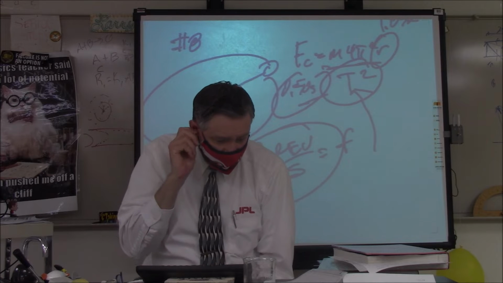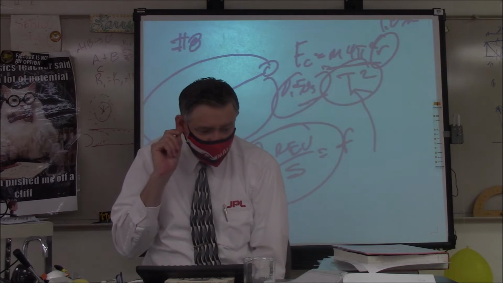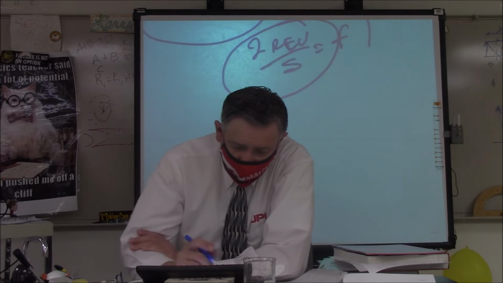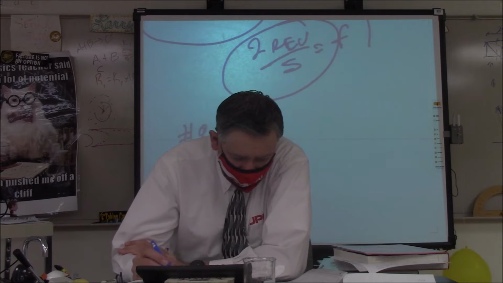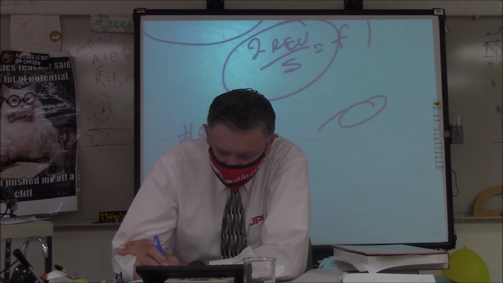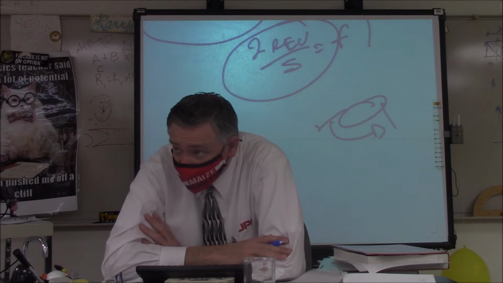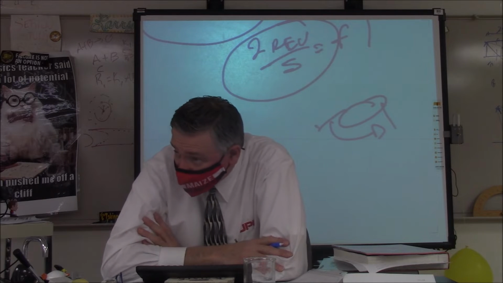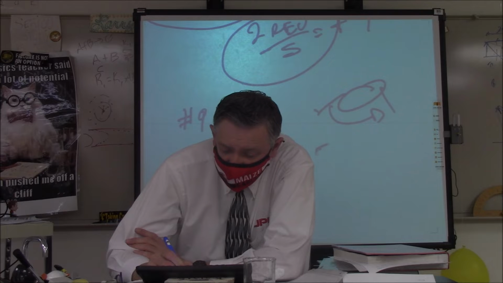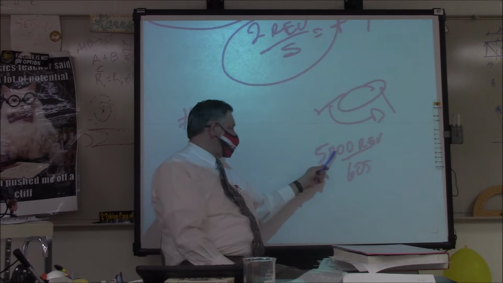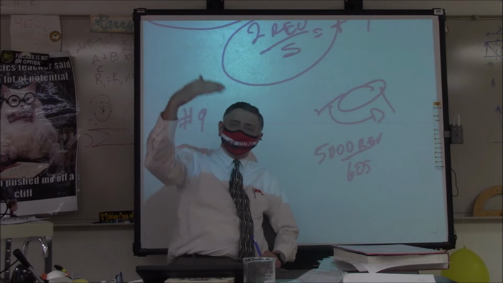So on number 9, number 9 is a similar type thing. Here's your centrifuge, and that's what I showed you yesterday. So this thing spins really fast. That's how it works. So you're spinning at 5,000 revolutions per minute, which is per 60 seconds. So you need to take 5,000 and divide that by 60, and that gets you revolutions per second.